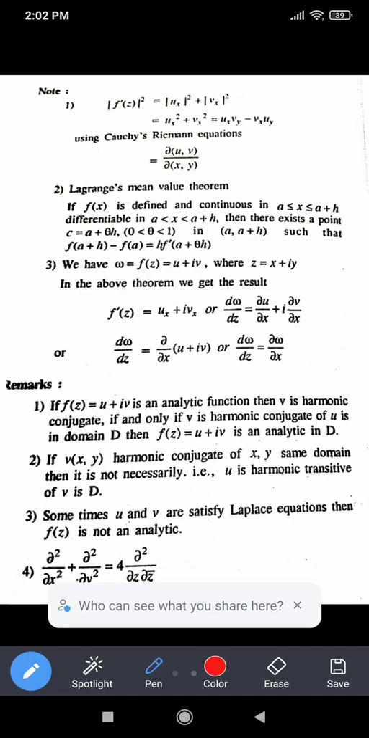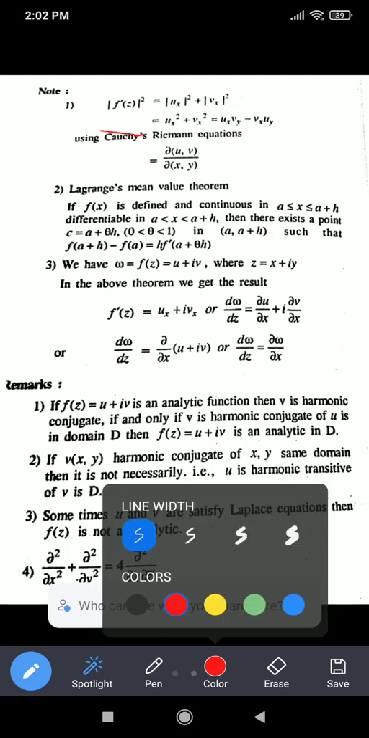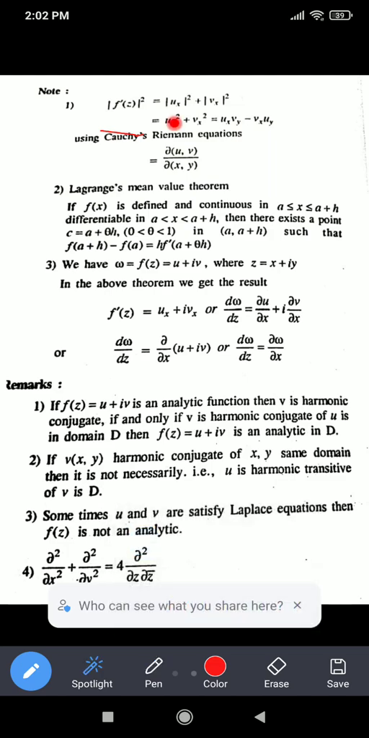Before we see the examples, some important notes. The first one: modulus of f dash of z whole square is equal to modulus of ux square plus modulus of vx whole square. That can be written as ux square plus vx square. So ux is dou u by dou x whole square plus dou v by dou x whole square. So that is differentiation.